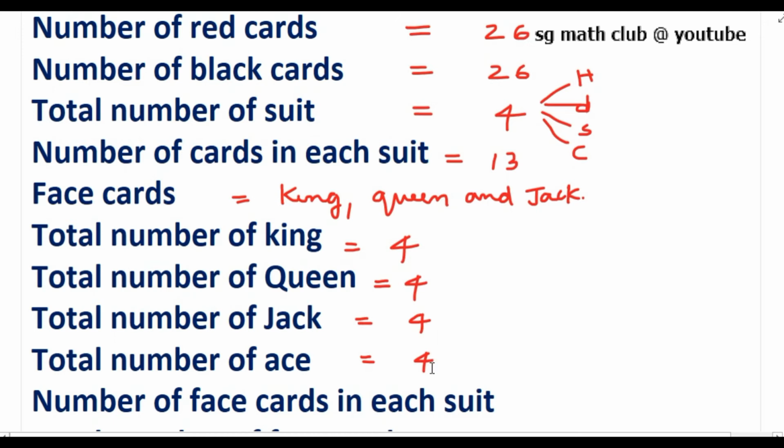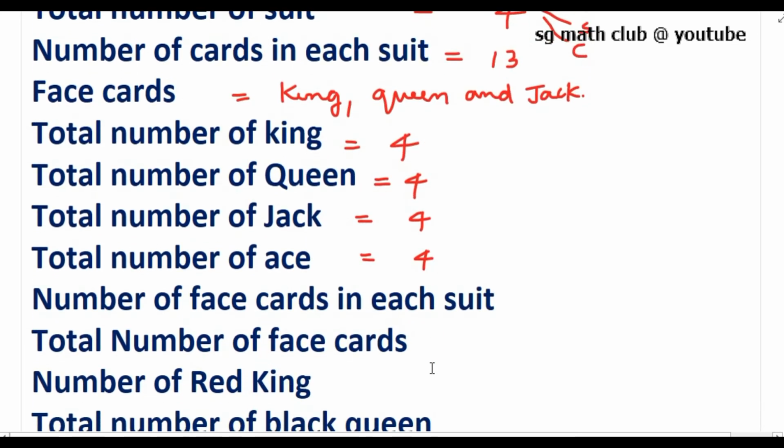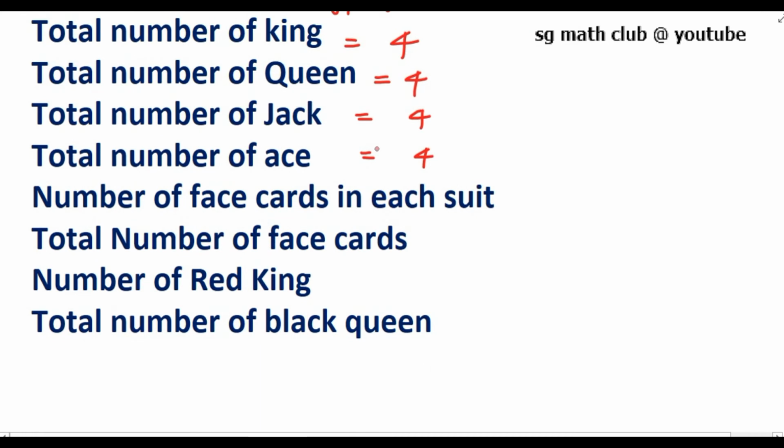Each from one suit. Number of face cards in each suit. How many face cards are there in each suit? In one suit we have 3 face cards. So we have 4 suits. So 3 fours are 12. So 12 face cards are there.